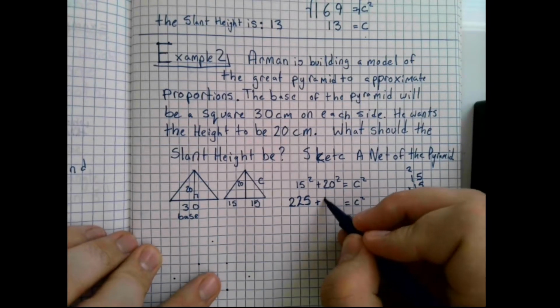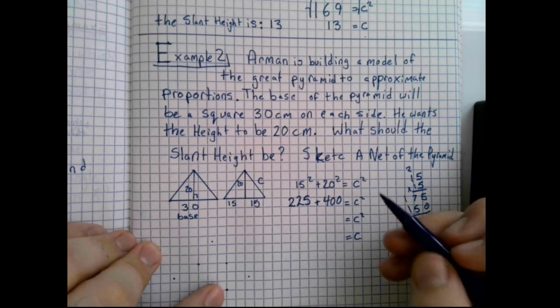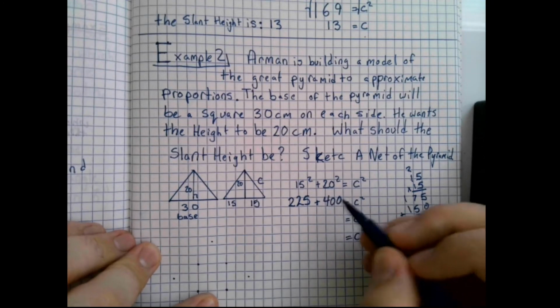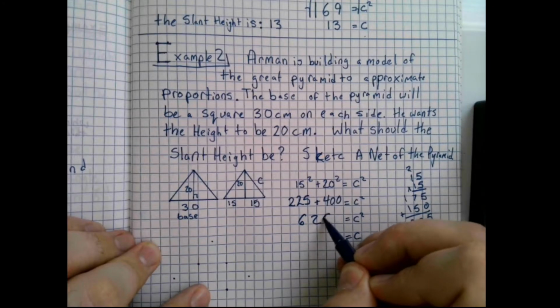20 squared is 400. That one we all have memorized, I'm pretty sure. Also, it's 2 and 10. 2 squared is 4. 10 squared is 100. 400. This is going to give us 625.